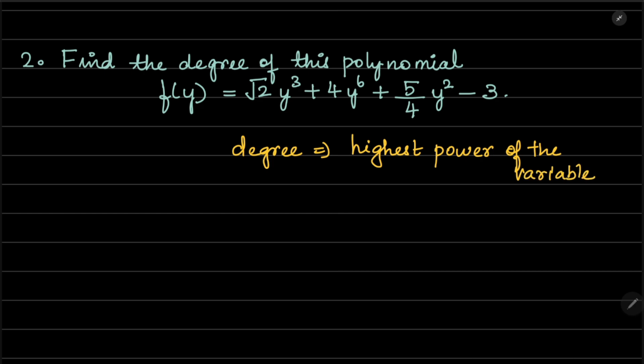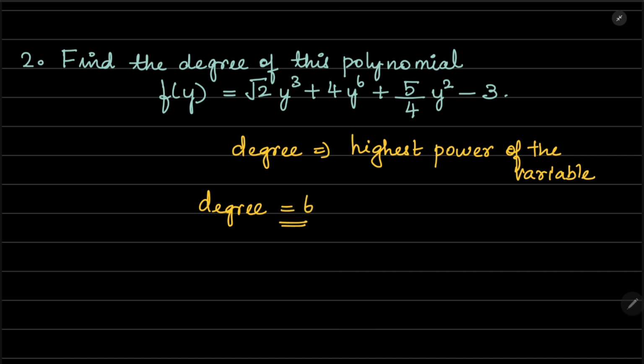Now here in this polynomial, the variable used is y. All of these terms have the y variable in it. Among all the terms, which is the highest power of y? So here the power of y is 3, here it is 6, here it is 2, and this is a constant because there is no variable. What is the highest power of the variable? It happens to be 6. Therefore, the degree of this polynomial is nothing but 6.